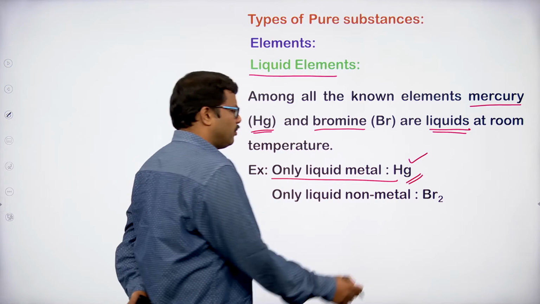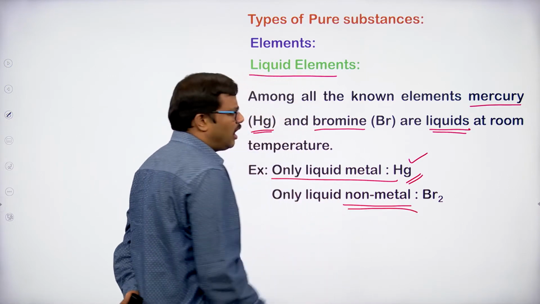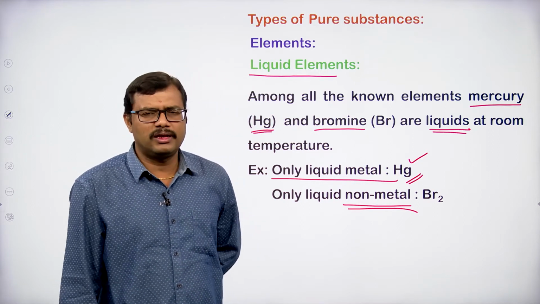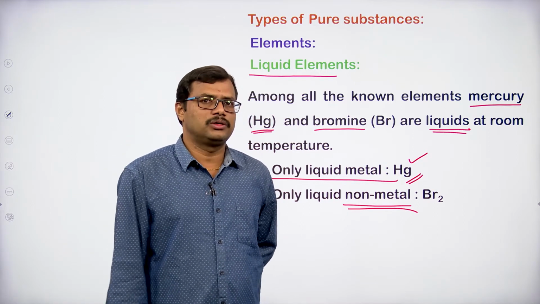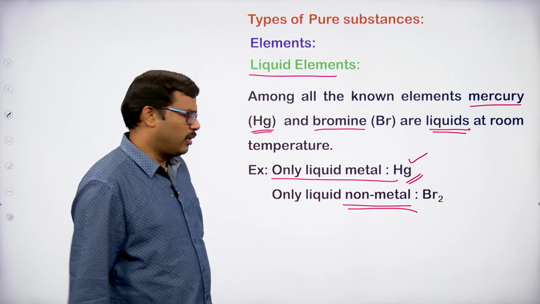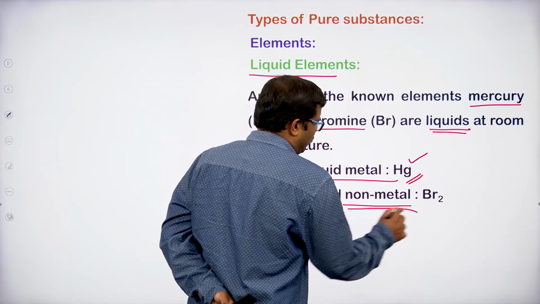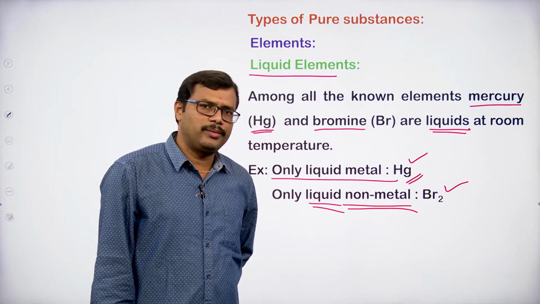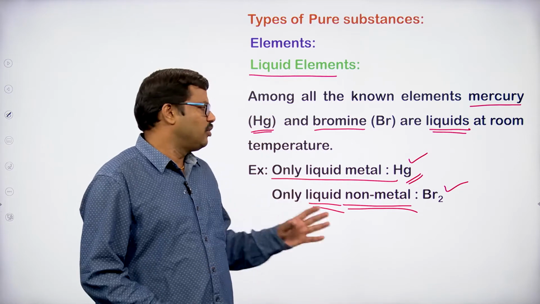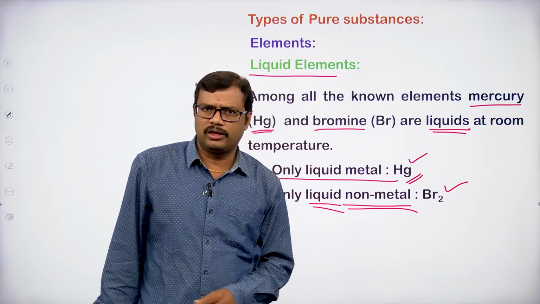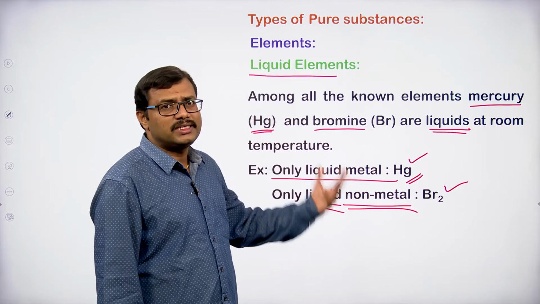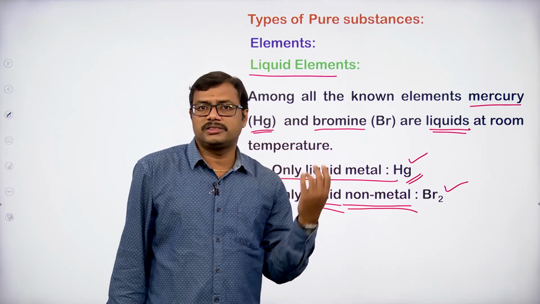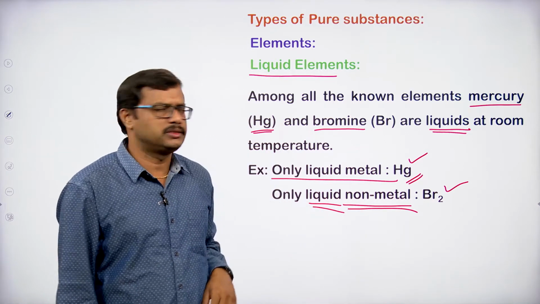When you observe bromine, bromine is a non-metal, and most of the non-metals are gases, but the only non-metal which exists in liquid form is bromine. Only metal which exists as liquid is mercury. Only non-metal which exists as liquid is bromine. So only two elements exist as liquids at room conditions.